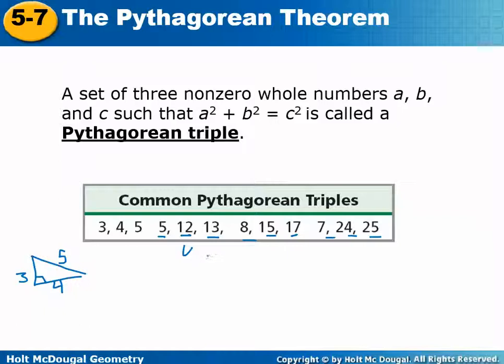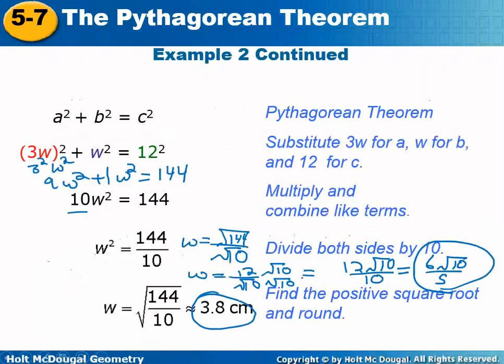And then there's multiples of those as well. Like you could take 3 times 2 and get 6, 4 times 2 is 8, 5 times 2 is 10. This is another Pythagorean triple. Or I could multiply each of these by 3 or 4 or so on. So they have to be whole numbers. They're never decimals. They're never fractions.